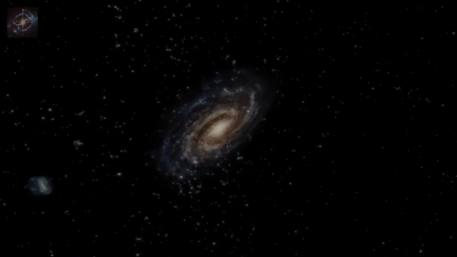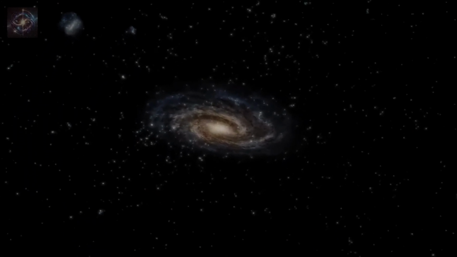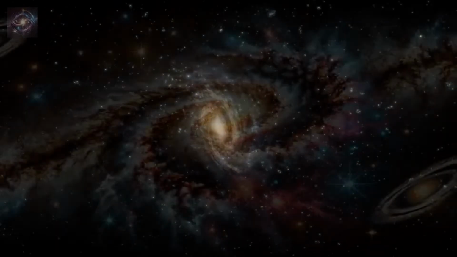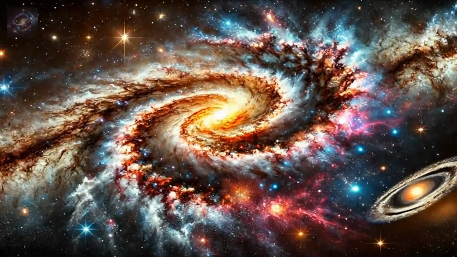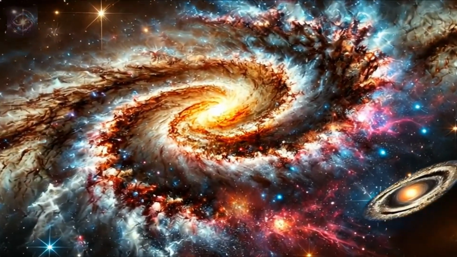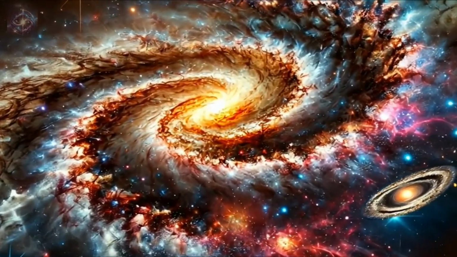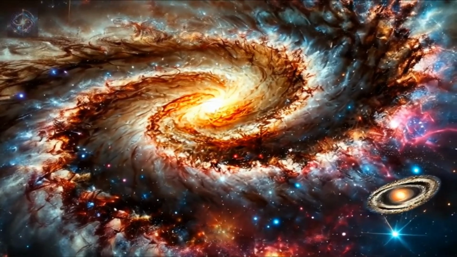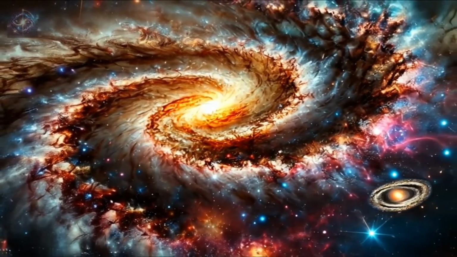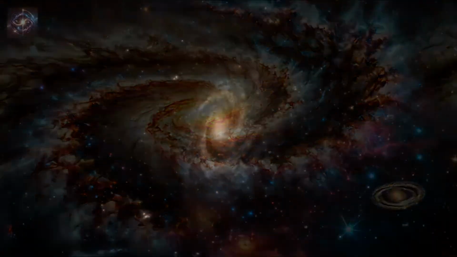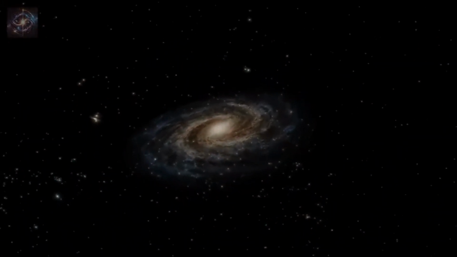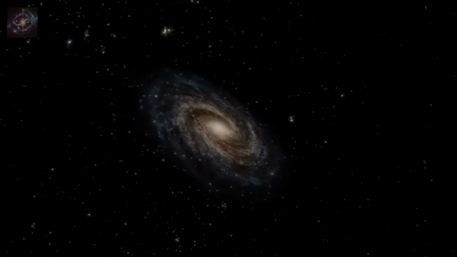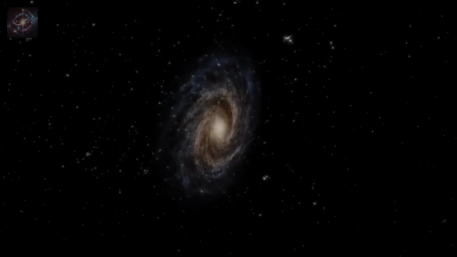They not only added mass to the Milky Way but also triggered waves of star formation, lighting up the galaxy with newly born stars. One of the most significant mergers was with the Gaia-Enceladus galaxy around 10 billion years ago. This event fundamentally reshaped the Milky Way, forming its thick disk and enriching it with new stars and heavier elements.